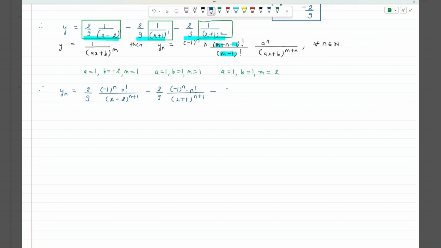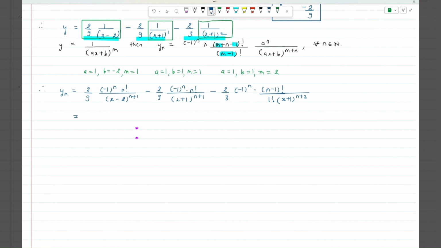And the last term is going to be 2 by 3 minus 1 raised to n. Now over here, since m is equal to 2, if you substitute m equals 2, you will be getting (n minus 1) factorial in the numerator, and in the denominator we will be getting 1 factorial, and a raised to n again is going to be 1 raised to n, along with we will get (x plus 1) raised to n plus 2. So this is the third term, the nth order derivative of the third term. And now we are just one step away from the final solution.